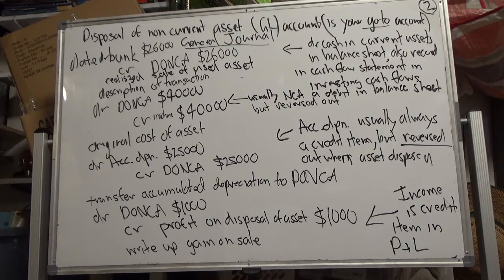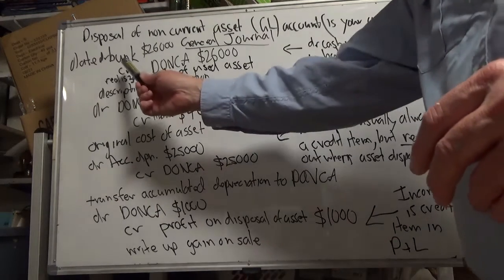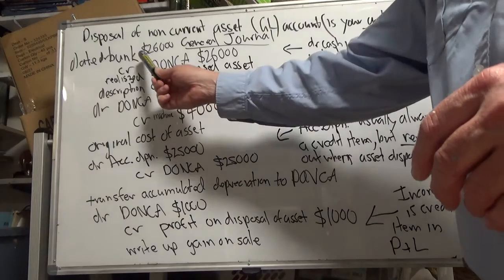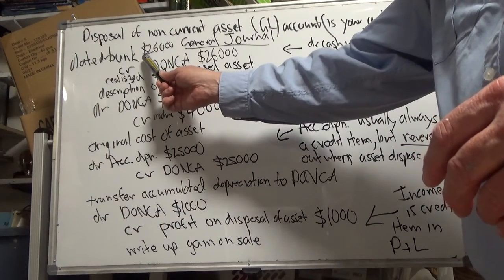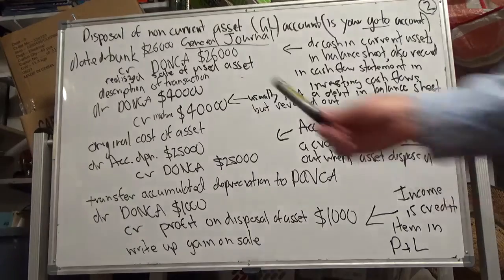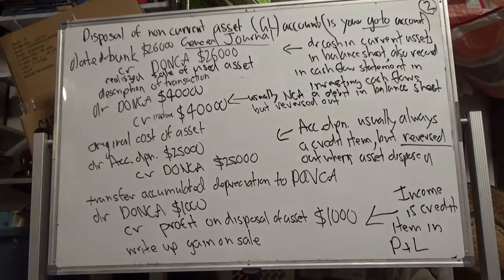So the first, debit and credit, selling, realised sale of the used asset. Debit bank, 26,000. Bank is a current asset. Credit DONCA, 26,000, or disposal. That's the first general journal entry.